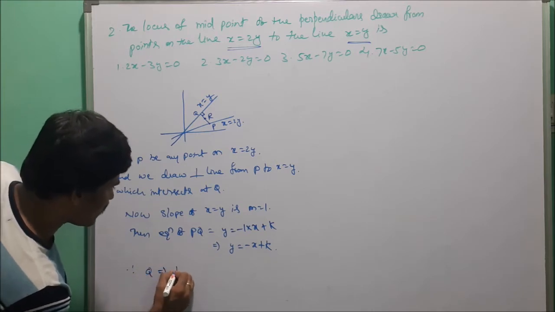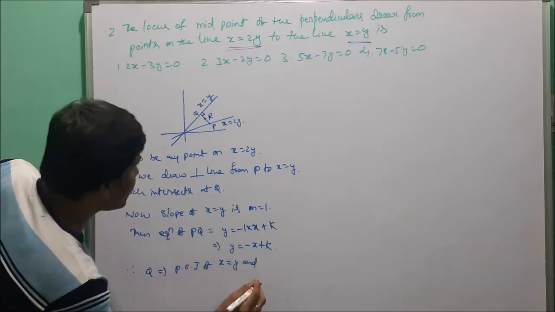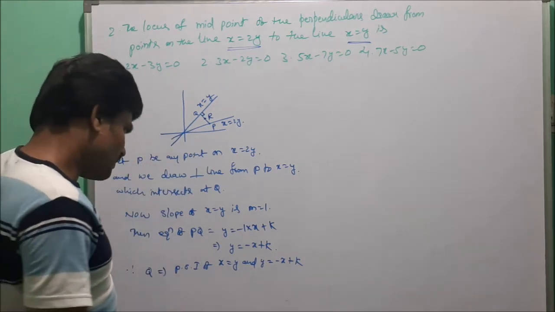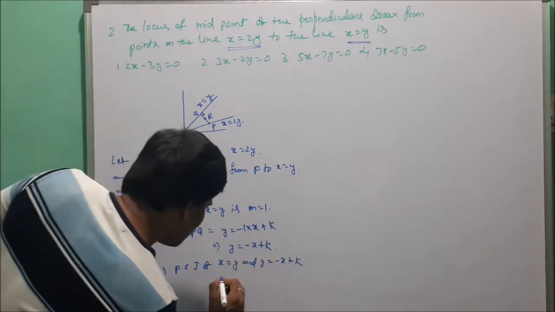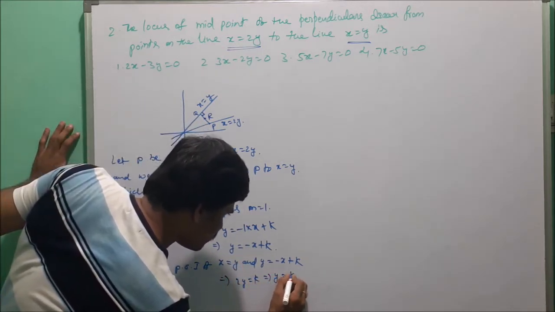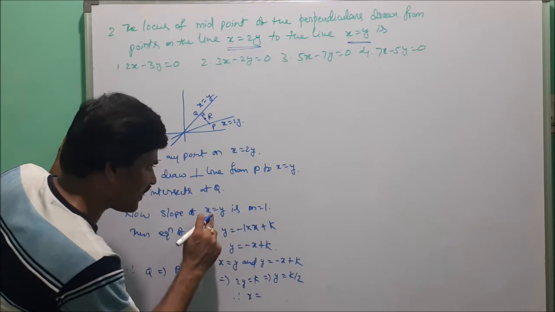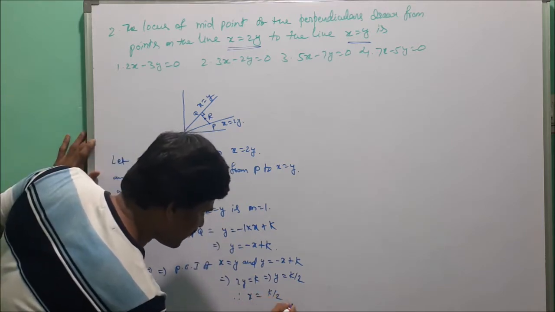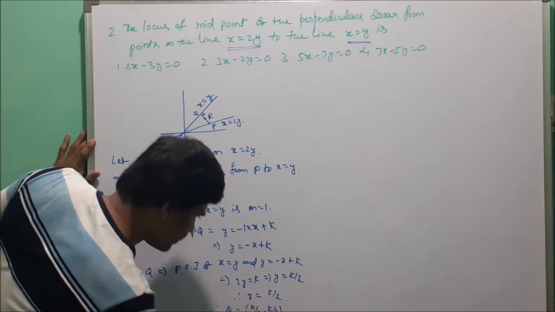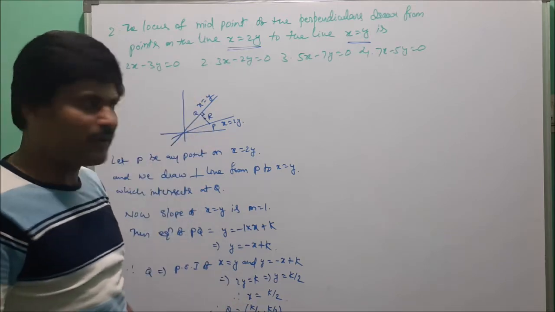Q is the point of intersection of x equals y and y equals minus x plus k. Here we add these two equations, then 2y equals k, which implies y equals k by 2. Therefore, since x equals y, x is also k by 2. Therefore Q equals (k by 2, k by 2). The point of intersection of PQ and x equals y is (k by 2, k by 2).